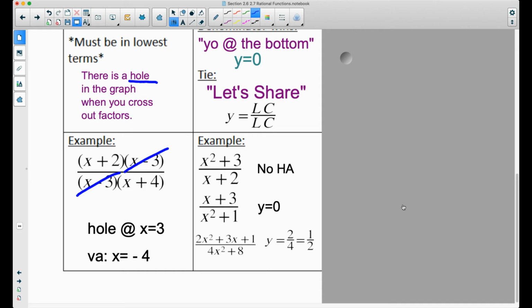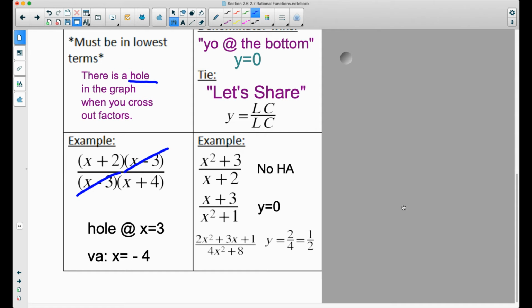Okay, so the first example, notice how the numerator has the highest degree, 2 versus 1. So I said, no way, top can't win. So that would be no horizontal asymptote. Over here, since it's 1 versus 2, the 2 is in the denominator and has the highest degree. So I say yo, at the bottom, so it's just y equals 0. So you would have a dotted line at y equals 0.